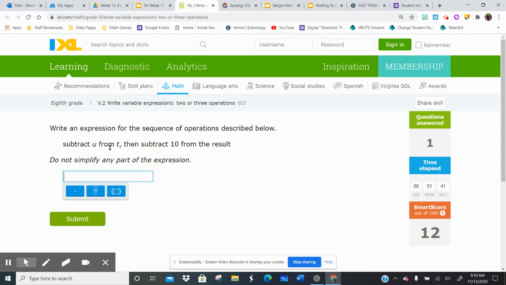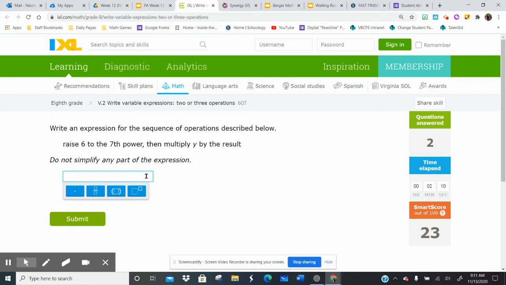All right, let's try this one. Subtract U from T. Then subtract 10 from the result. Okay, so I'm going to reread it. Subtract U from T, so T minus U, and then subtract 10 from the result, minus 10.